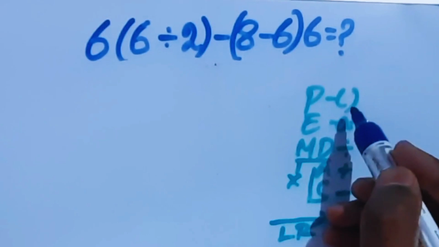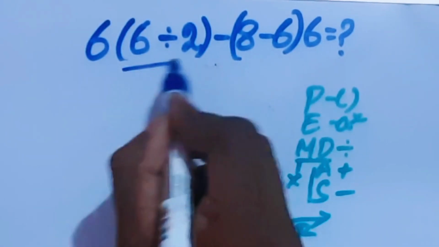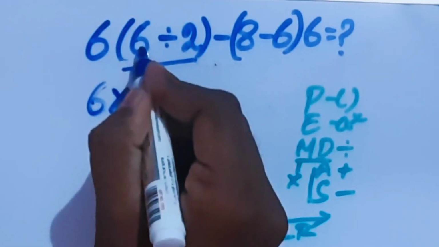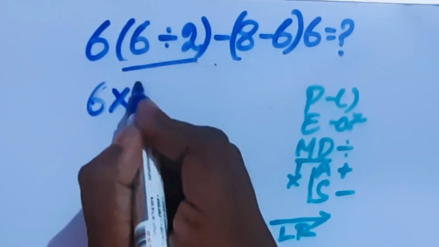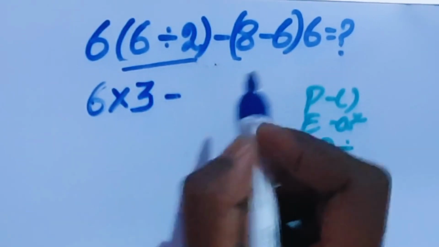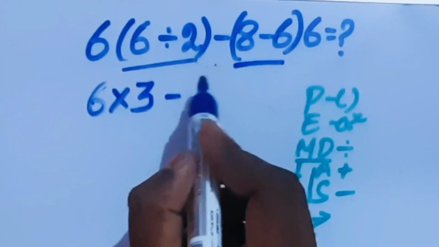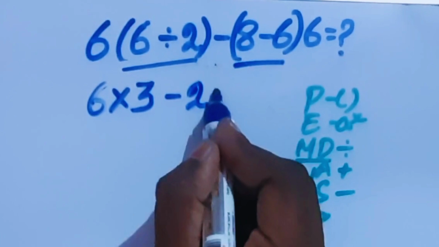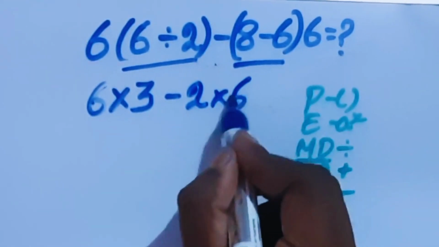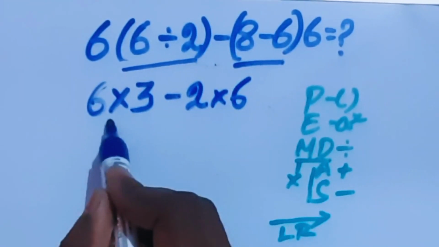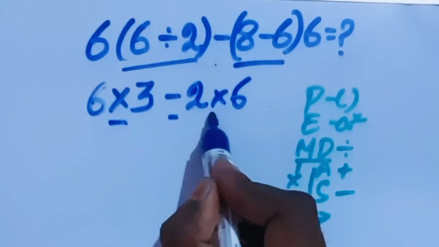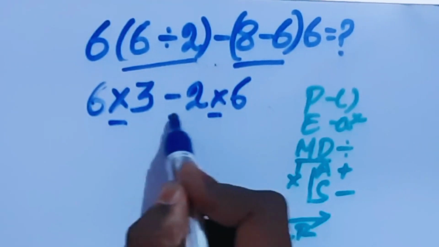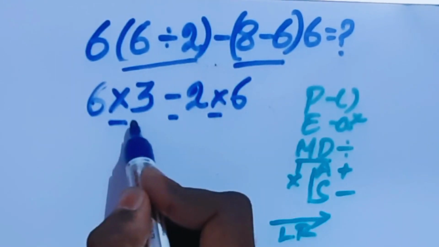As per the order of operations PEMDAS, the bracket is always first. So 6 times, this is 6 divided by 2 is 3, minus this bracket, this is 8 minus 6 is 2 times this 6. Now we have multiplication here, subtraction and multiplication. Multiplications are always higher priority than this subtraction. We have to do this multiplication first.